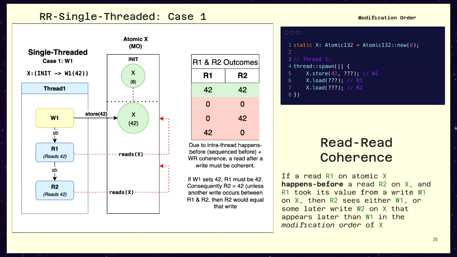On the right, you can see that little table of outcomes. We can't expect either value to be 0. Why? Because there's a write to that atomic in a single thread, and we expect that to be seen by all the subsequent reads. Similarly, we can't expect one to read 42, another to read 0, or any interleaving of those two.